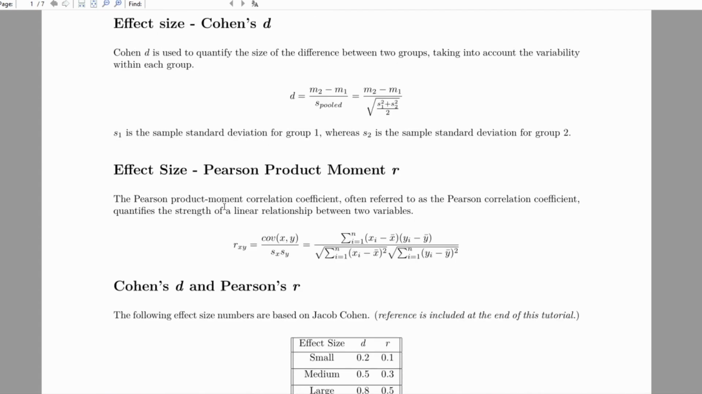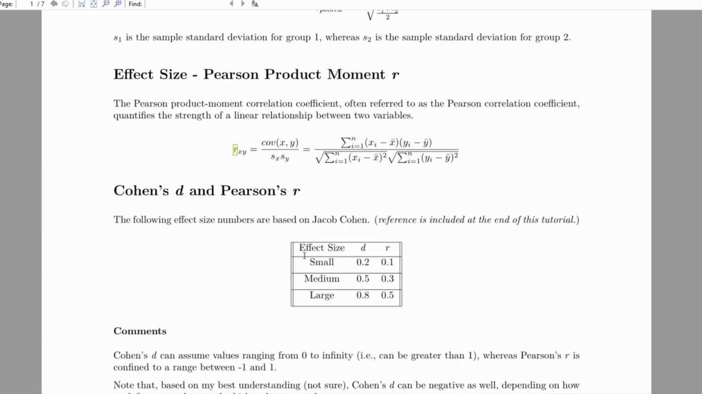And if there are two variables, both of them on a continuous scale, or both numerical, then we can use Pearson correlation. This is the Pearson correlation formula to calculate the Pearson correlation r. Based on Jacob Cohen, the small, medium, and large effect sizes are slightly different for Cohen's d and correlation r. So 0.2 is considered small for Cohen's d, but for the correlation coefficient, 0.1 is considered small. I'm going to explain why they are different.